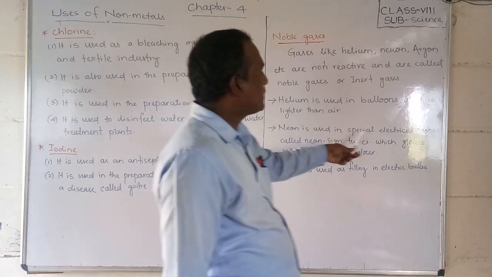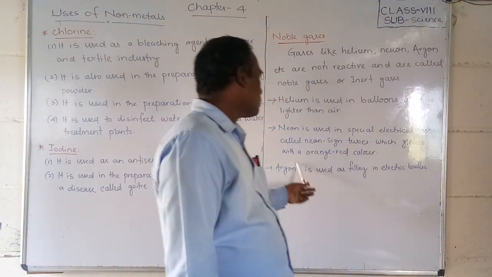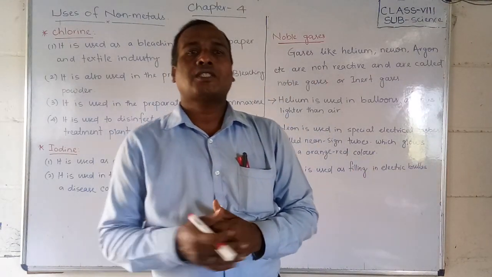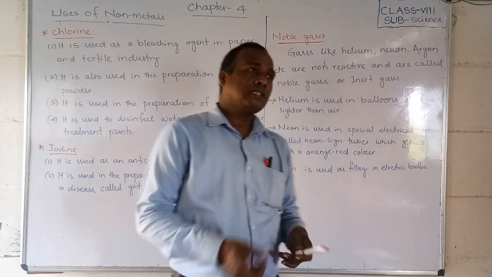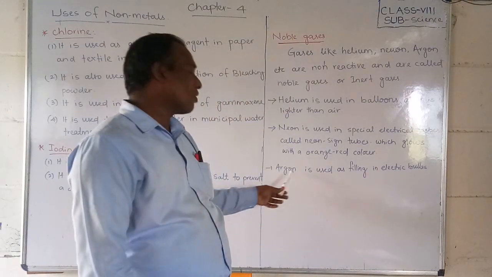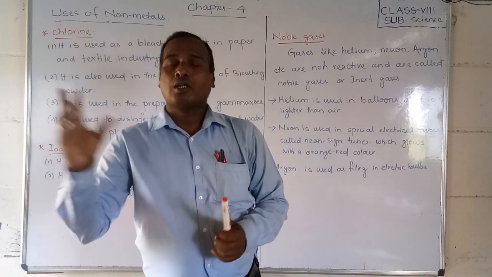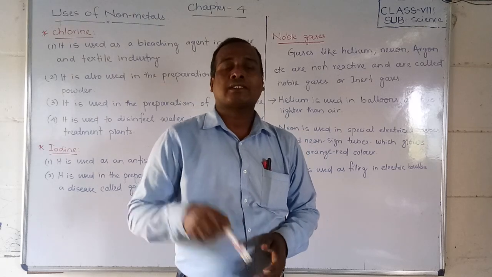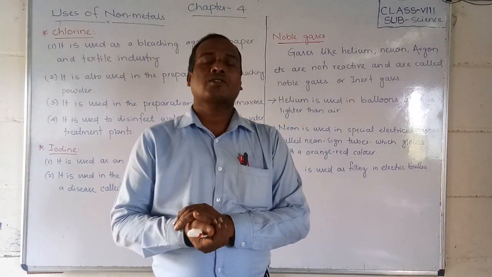Neon is used in special electrical tubes called neon sign tubes, which glow orange-red. Inside these electrical tubes we use neon gas, and it glows orange and red. Next, argon. Argon is used in filling electric bulbs. In your house you have seen electrical bulbs, which contain argon gas. Okay friends, I hope you have understood this chapter.